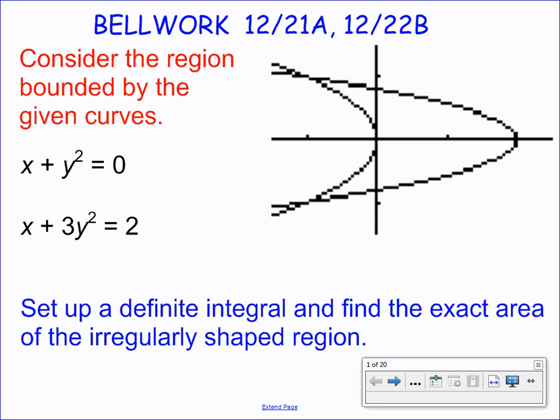Here we have an interesting region. It looks like it's bounded by two different parabolas, but they're both oriented sideways. They're both y squared quadratic parabolas as opposed to our traditional x squared that we're used to thinking of. Let's go ahead and set up a definite integral and find the exact area of this irregular shaped region.